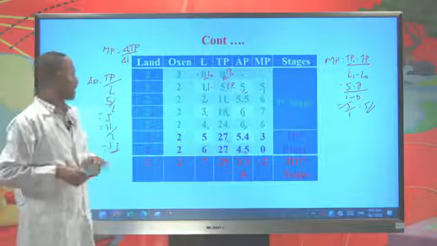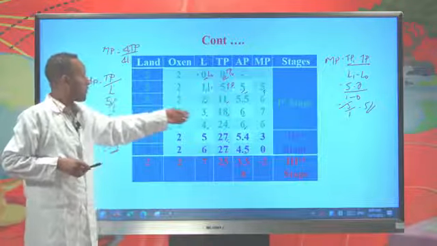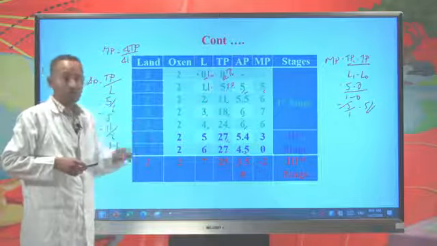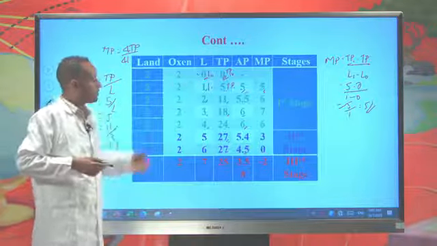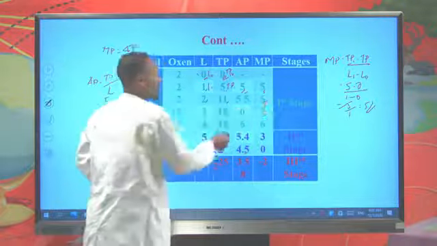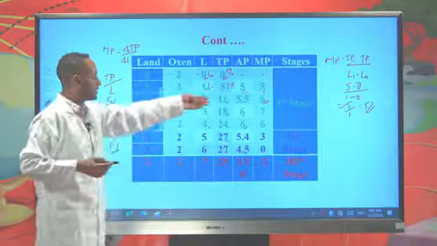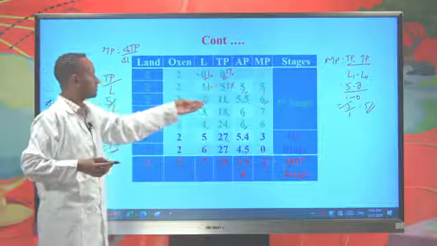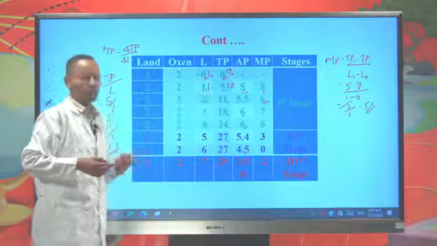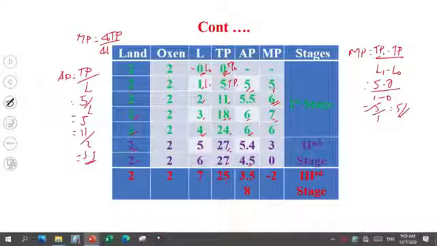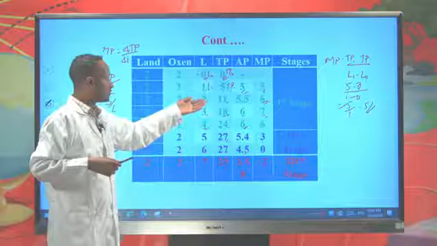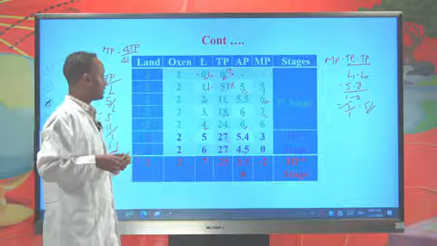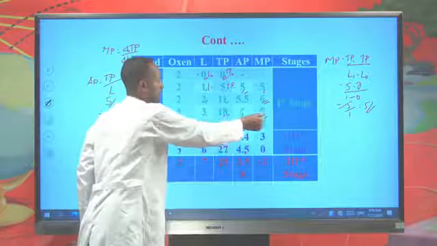Similarly, if one labor produces 5 quintal and 2 labor produces 11 quintal, then the additional output that we got from the additional implement of the variable input labor is 6 quintal. Mathematically, it is calculated by dividing 11 minus 5 by 2 minus 1, and this will give you 6. Again, if 2 labor produces 11 quintal and 3 labor produces 18 quintal, the additional output produced from one variable input labor is 7 quintal.